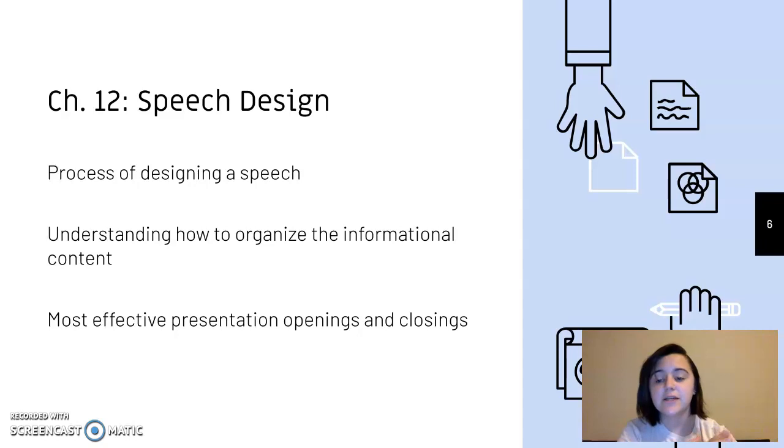Chapter 12. That was where you get into designing the speech. We're in the body section of it. So, like I said, the process of designing a speech, understanding how to organize the informational content. You're gathering the actual meat of what you're going to talk about, and you're putting it into a flow chart of what's going to get talked about first and second and third. And then this chapter also talked about the most effective presentation openings and closings, and how to use those.